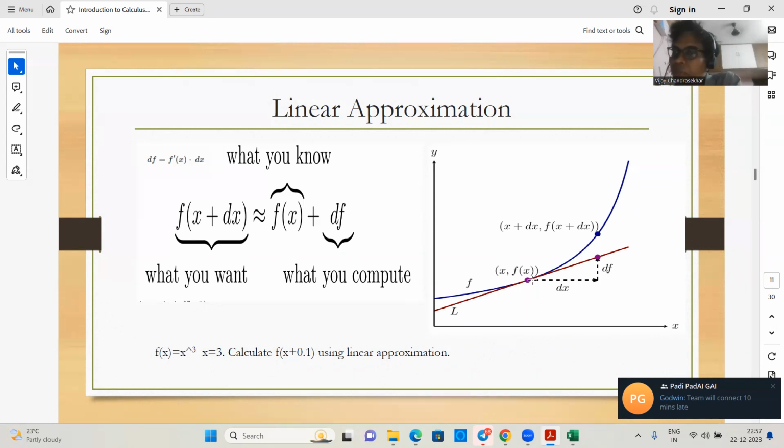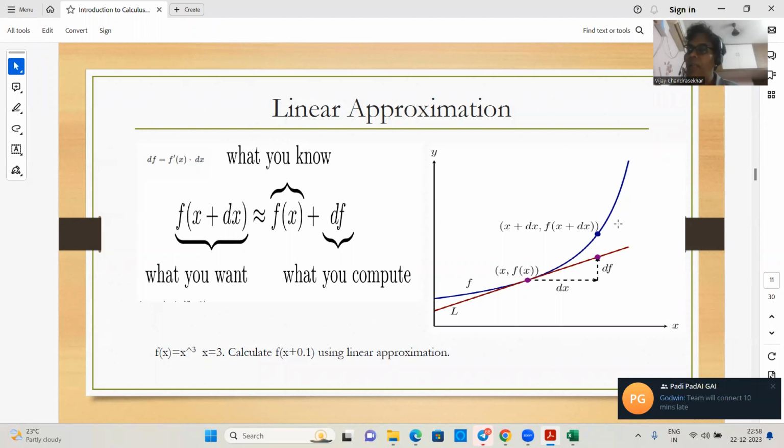The problem crops up when dx is huge. Because then, look at this. If dx is huge, I'm already here. I'm so far away from this guy. And then, if I try to draw a tangent, I'll get a line something like that, which is parallel to this point. But I've already started moving far away, isn't it?